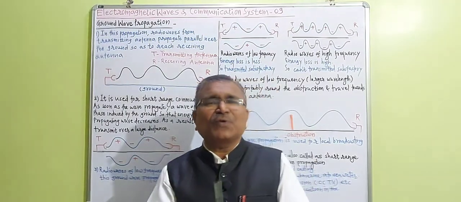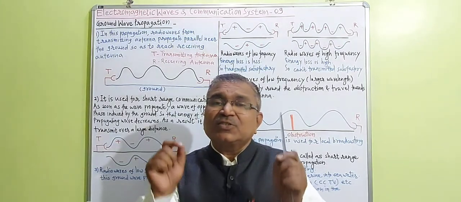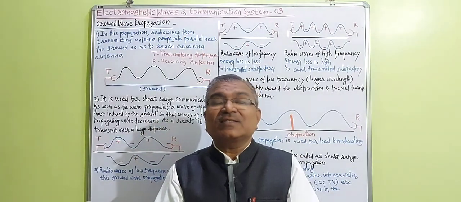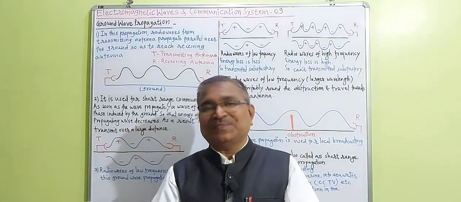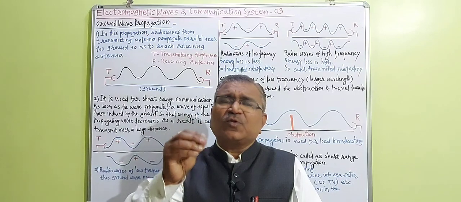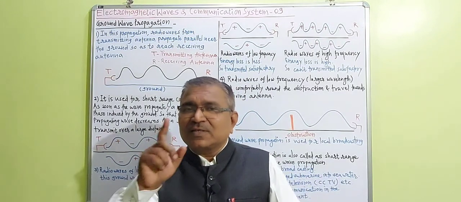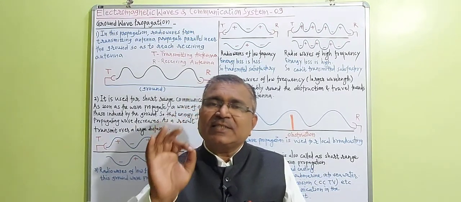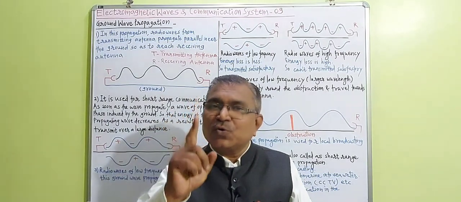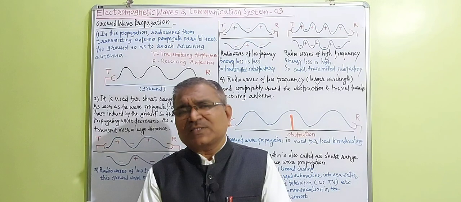So what is ground wave propagation, dear students? Ground wave propagation is a short range propagation. Ground wave propagation is a surface wave propagation. Ground wave propagation is useful for communication over a shorter distance. For ground wave propagation, the essential thing is that radio waves should have low frequency. Listen carefully.